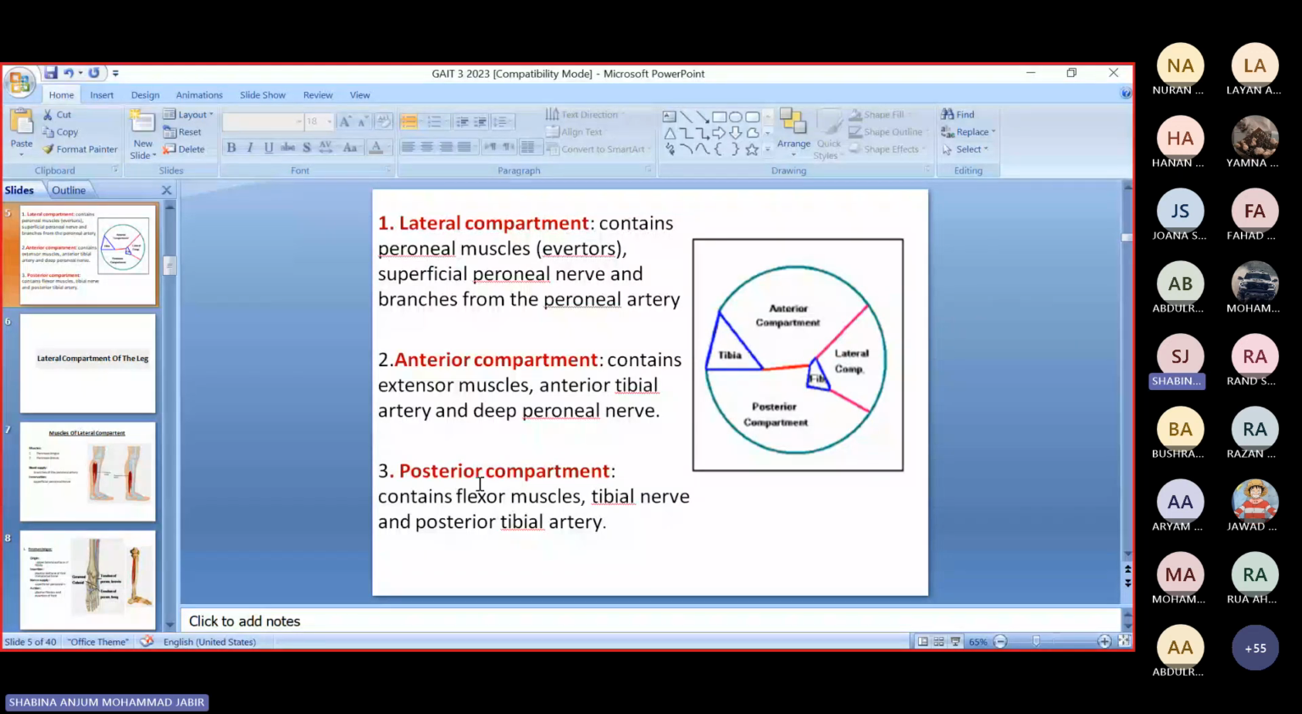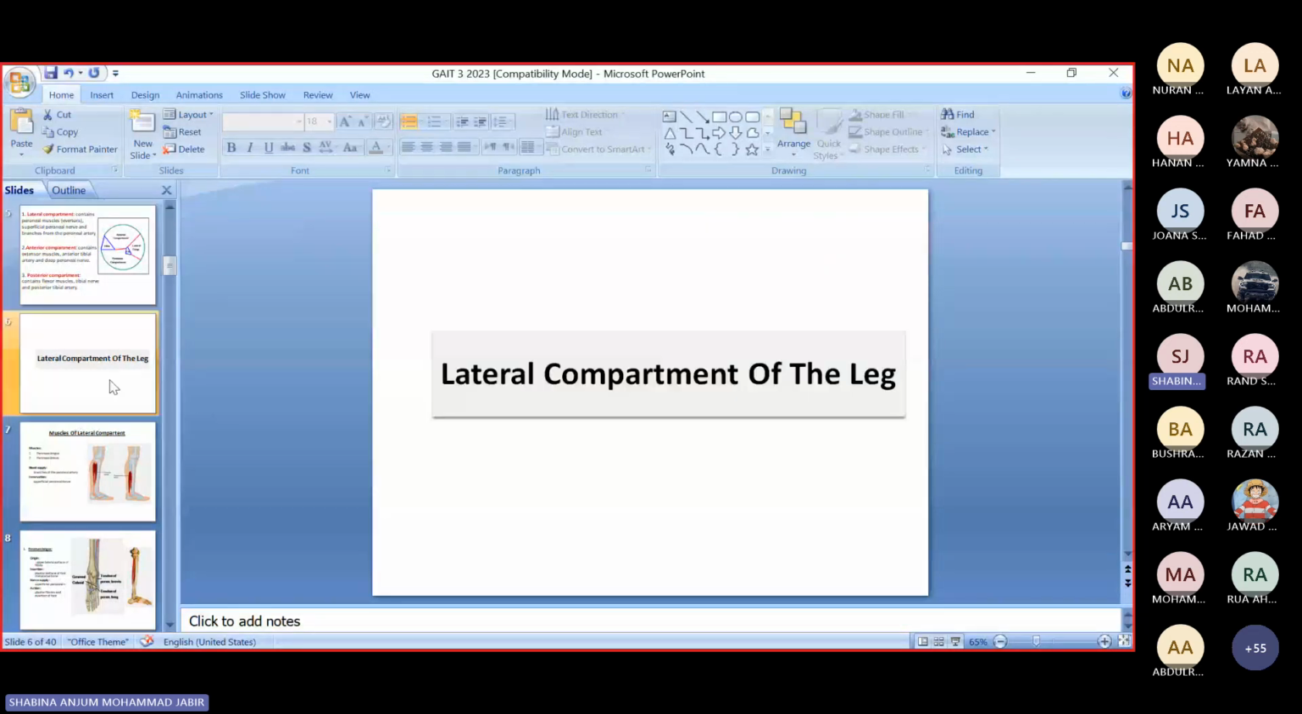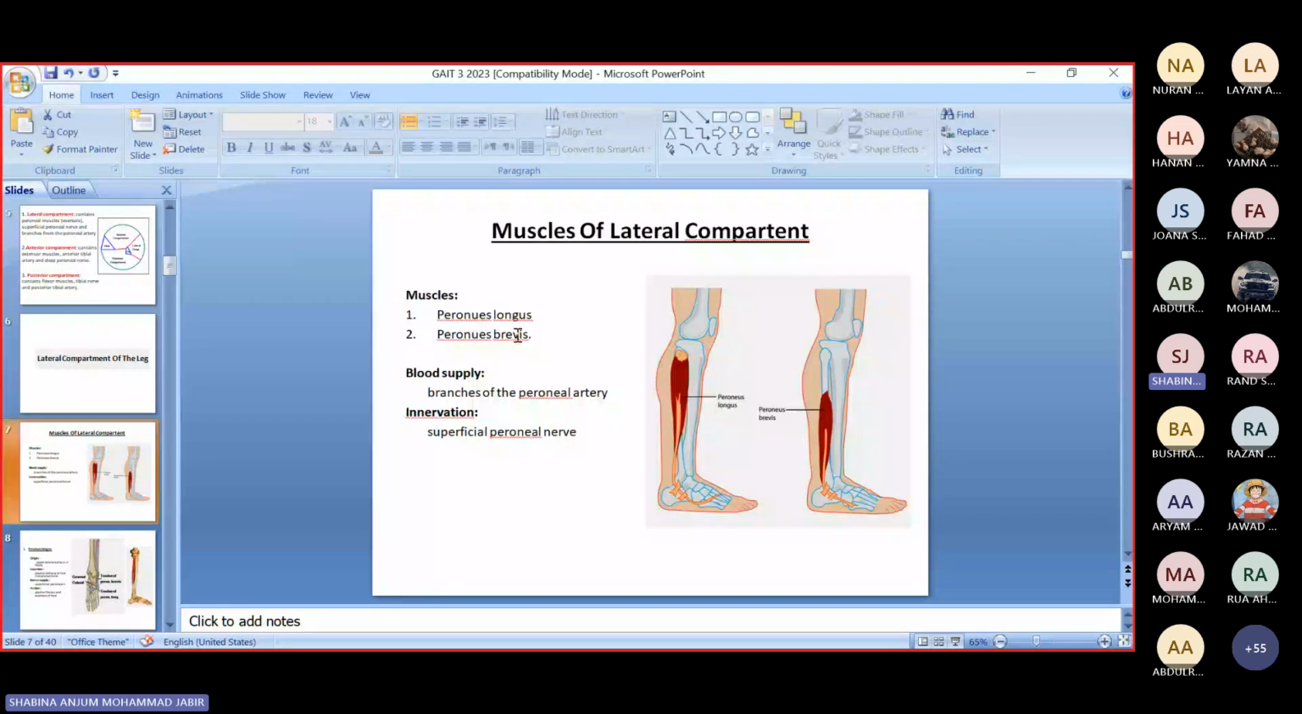So we will see the muscles. We have two muscles, peroneus longus and peroneus brevis. Okay, so you can see the peroneus longus. Why it is called as long? It is coming from the upper part. So here again you can see this will come from the upper lateral surface of the fibula.